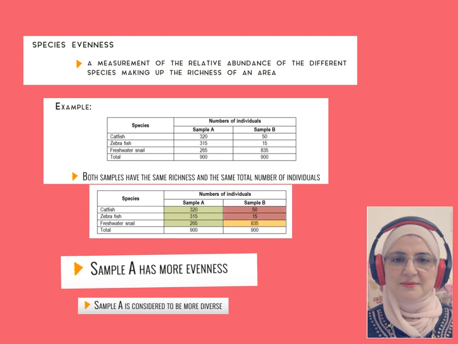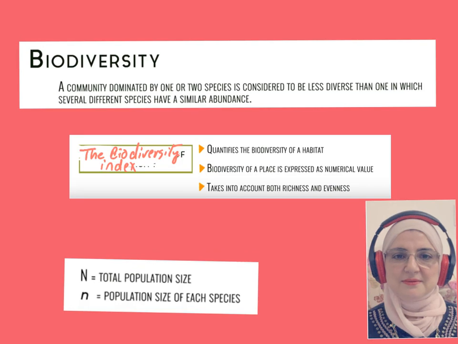Or we can say that sample A is more condensed, sample A is more diverse. So we can consider that a community dominated by 1 or 2 species is considered to be less diverse than the one in which several different species have a similar abundance. The biodiversity index helps to quantify the biodiversity of a habitat.